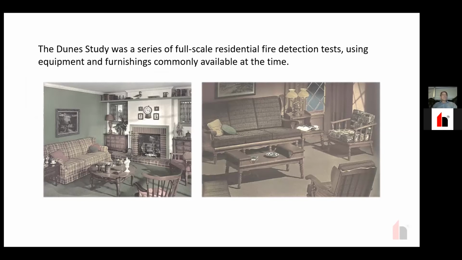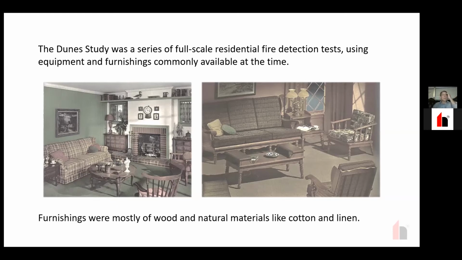They set up a series of full-scale residential fire detection tests, and they used furniture and equipment, construction methods and materials, all of that common to what was used at that time. So the fabrics were cotton and linen. The materials were mostly wood and natural materials. What they did was they built and furnished these rooms similar to what we see here. And they installed all different types of manufacturers' smoke detectors in the room.